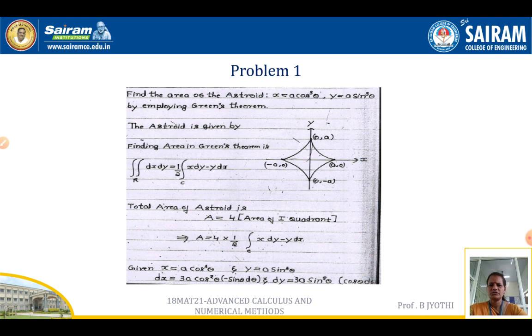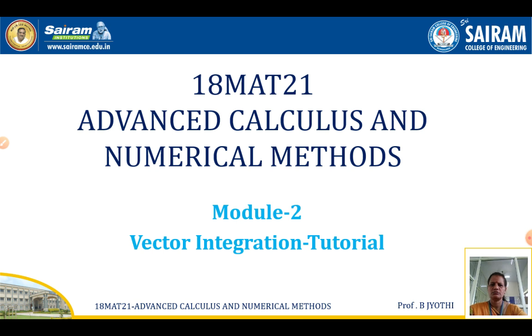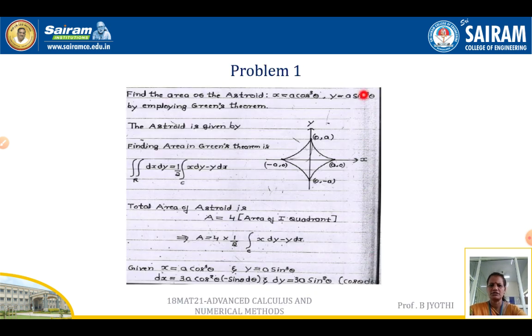Find the area of the asteroid x equals a cos cube theta and y equals a sin cube theta by employing Green's theorem. The asteroid is given by this astronomical diagram, where the points of intersection on the x-axis are (a, 0) and (minus a, 0), and on the y-axis (0, minus a) and (0, a).